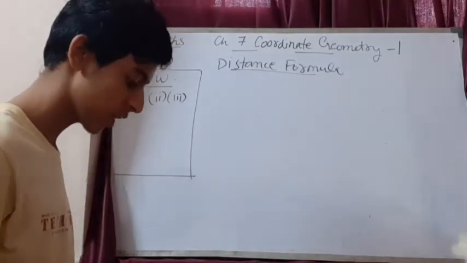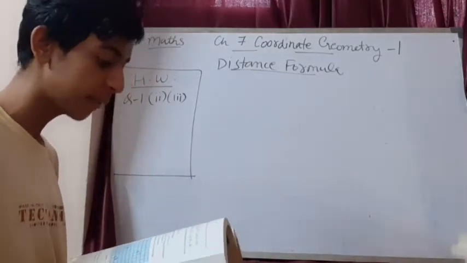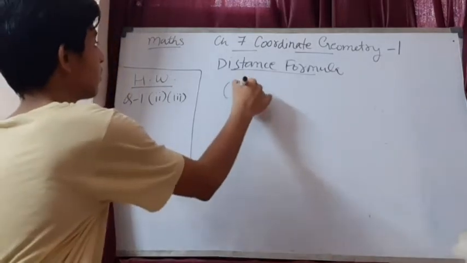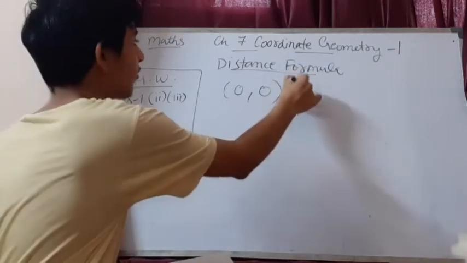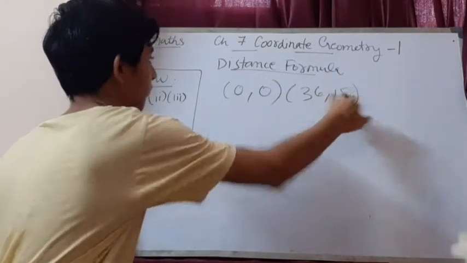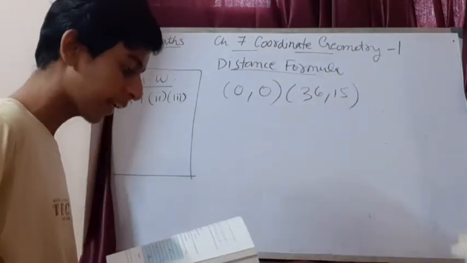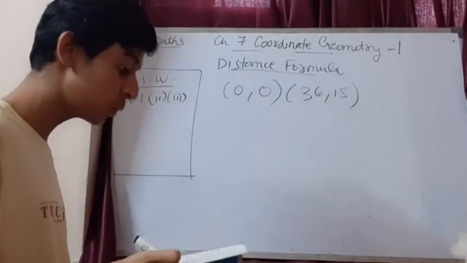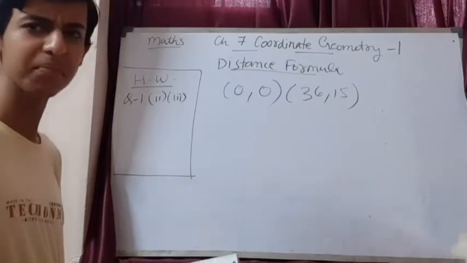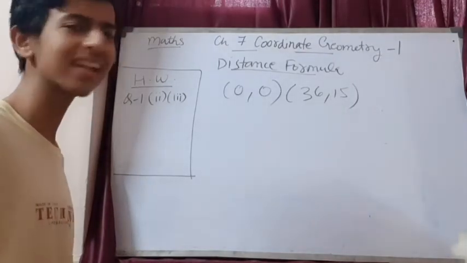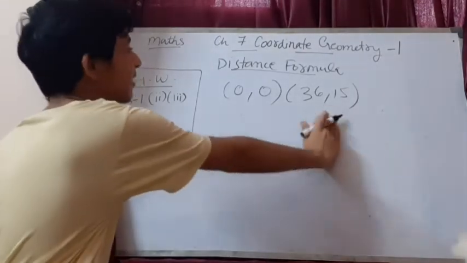Okay, now second question. Find the distance between the points 0, 0 and 36, 15. Can you find the distance between the two towns A and B discussed in section 7.2? This is not that important because the towns are not important. Just find the distance between them.